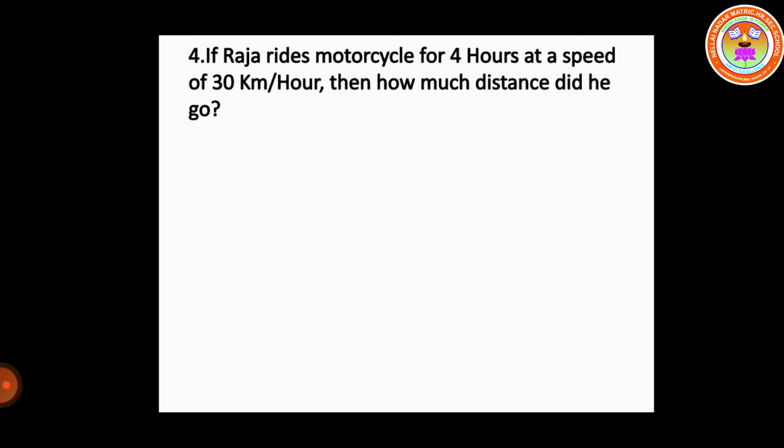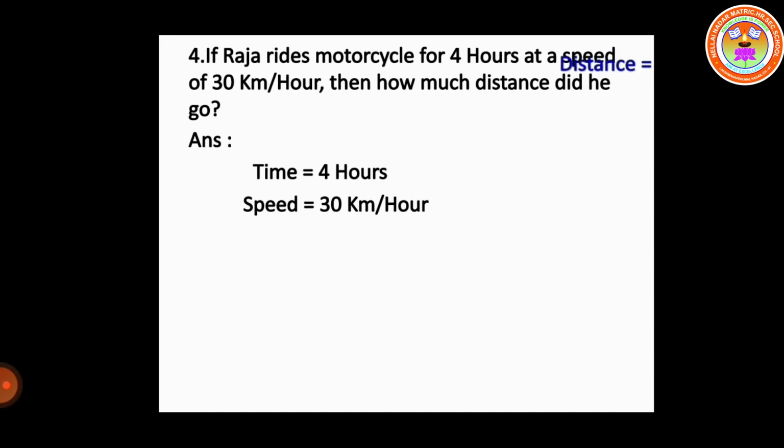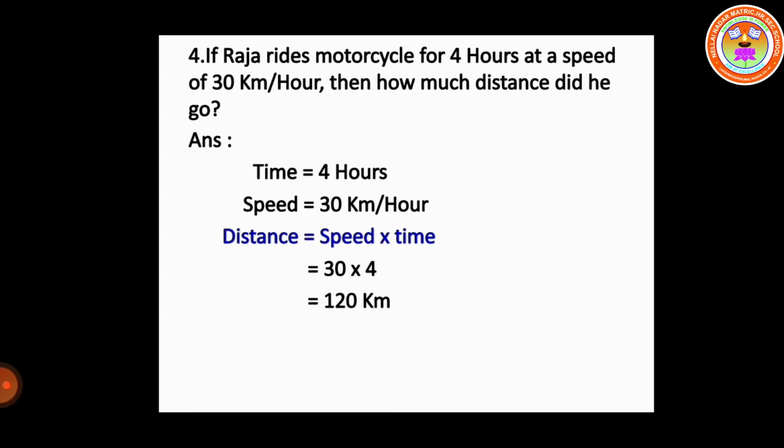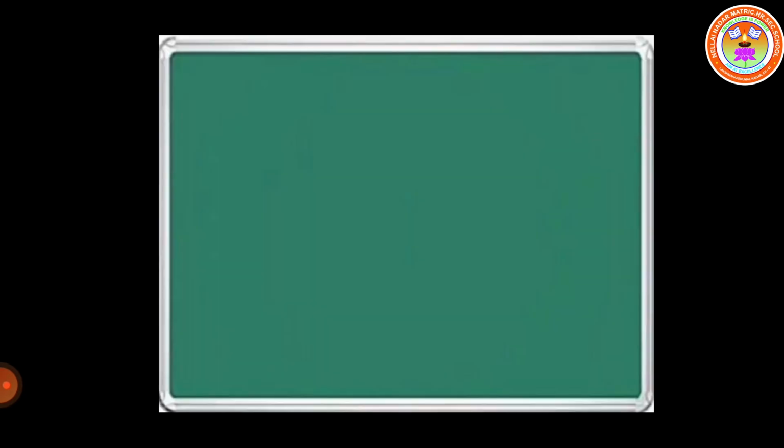If Raja rides motorcycle for 4 hours at a speed of 30 km per hour, then how much distance did he go? Let us see the answer. The given time is equal to 4 hours and the speed is equal to 30 km per hour. We have to find the distance. Formula is equal to speed into time. Multiply both. 30 into 4. We will get 120. What is the unit? Kilometer. Therefore, distance covered by Raja is equal to 120 kilometer. Let us move to the next one.